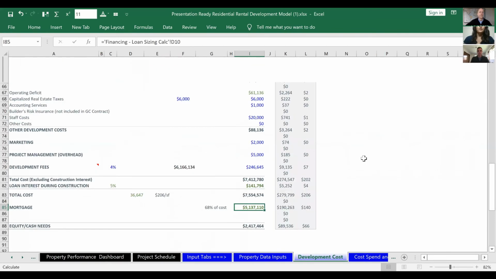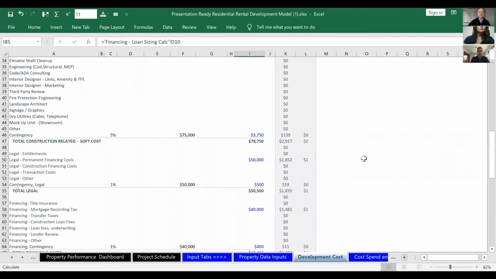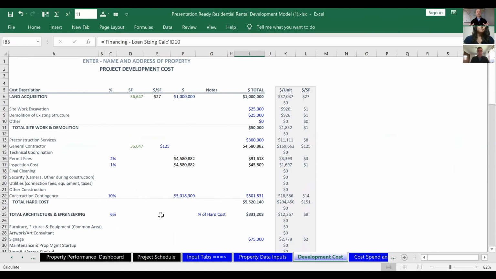Do you have anything on the development costs? Cool. So development costs. This is high level. As a developer, generally you're going to be hiring a general contractor or a CM firm, a construction management firm, that's then going to engage the general contractor on your behalf. So in this model, we're not drilling down into the line item cost for the hard cost of construction. This is all just high level, hard cost, soft cost, things like that.